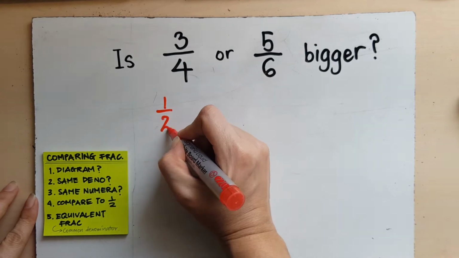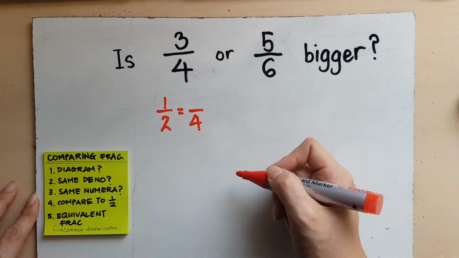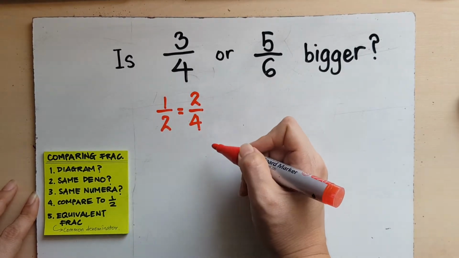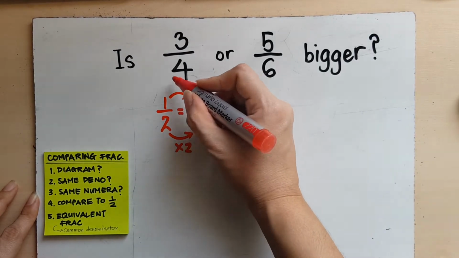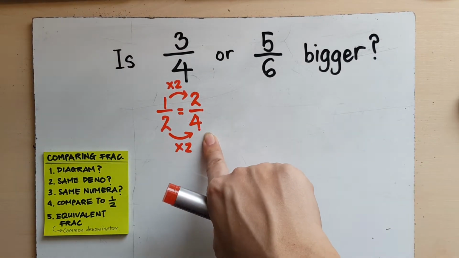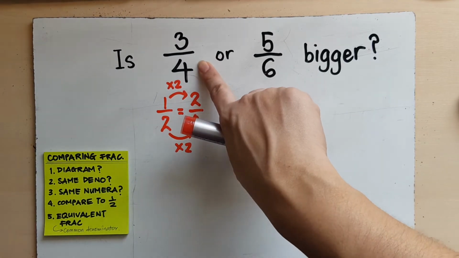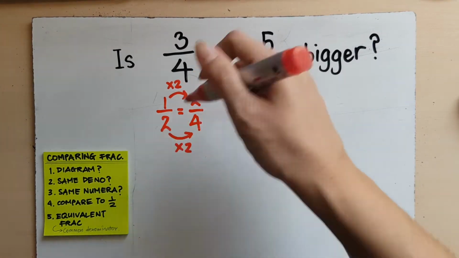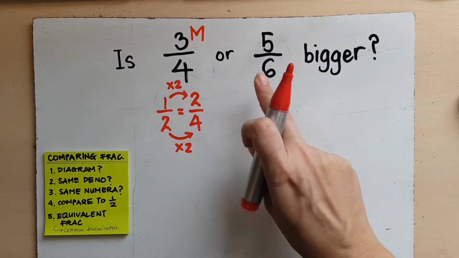What is equivalent to half which has a denominator of 4? Yes, if I have 4 pieces, half would be 2. If you didn't know that, you can just simply use multiplication to find out. So half is the same as 2/4. Now let's compare 3/4 and 2/4. 3/4 is bigger than 2/4. So this is more than half. So I'm going to write an M to remind myself. Let's move on to the next fraction.